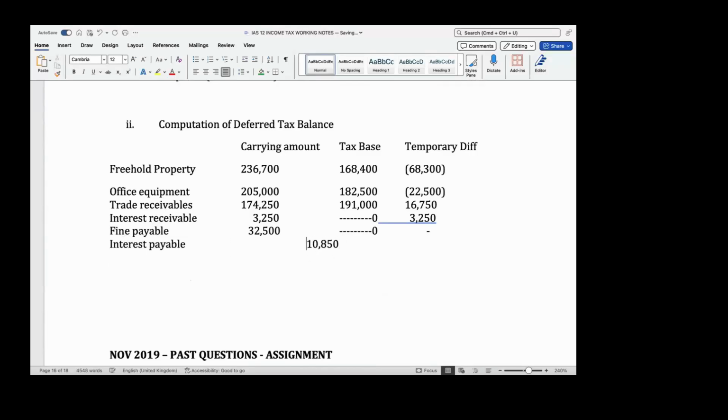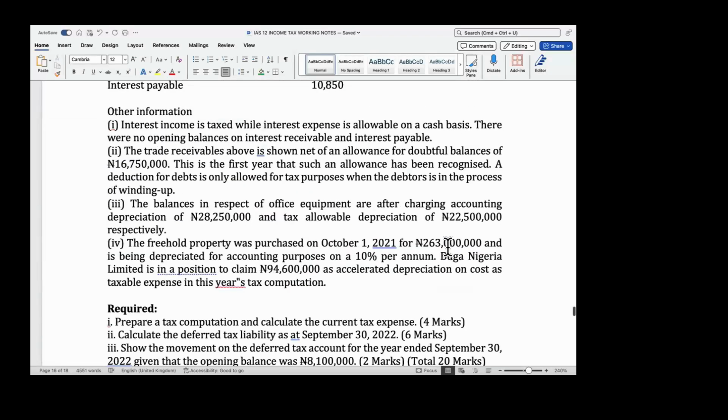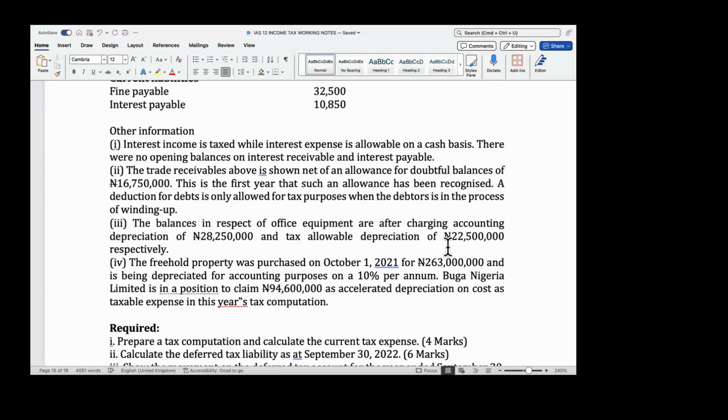So which is 10,250, 10,850. And since they said this is also going to be deductible on a cash basis, then I will have 10,850 as a deductible temporary difference, because it will be deductible on a cash basis. So, deductible temporary difference. And that is basically everything that we have actually mentioned.